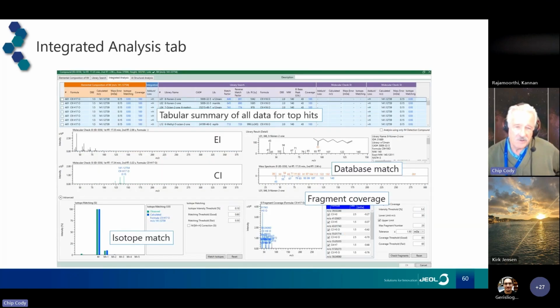This is what the integrated data analysis looks like. Again, we've got the tabular summary of all the top hits, EI and CI data, isotope match for the protonated molecule, fragment compositions for each of the fragments, and of course the database information. I haven't really experimented with the AI part of this yet, but those same functions are available.